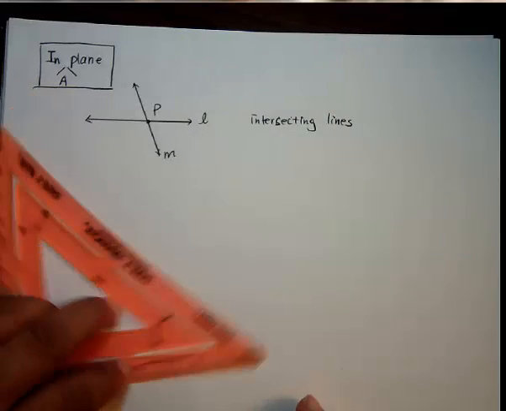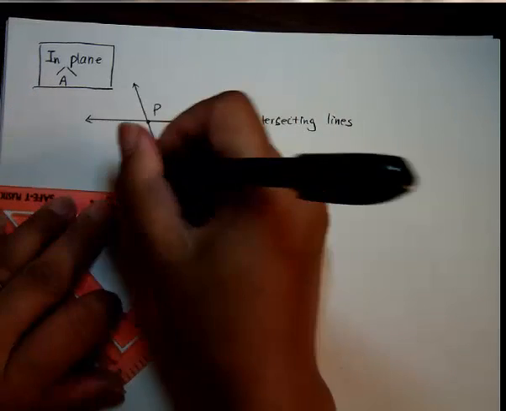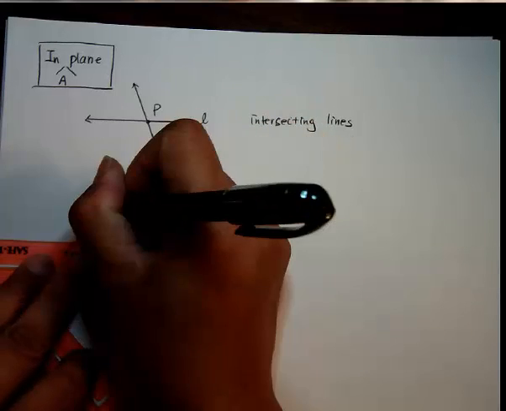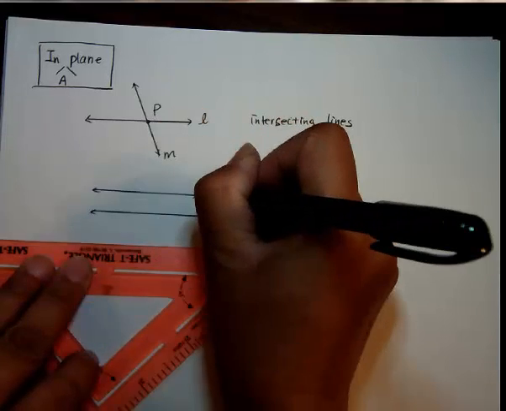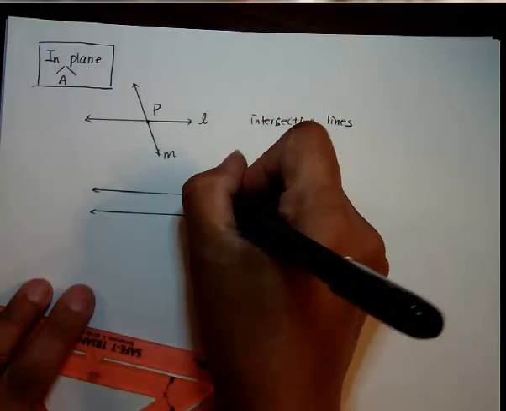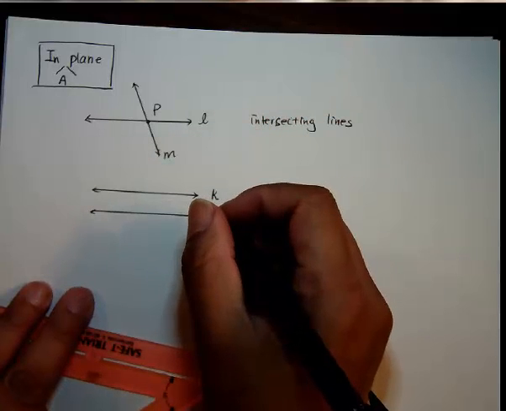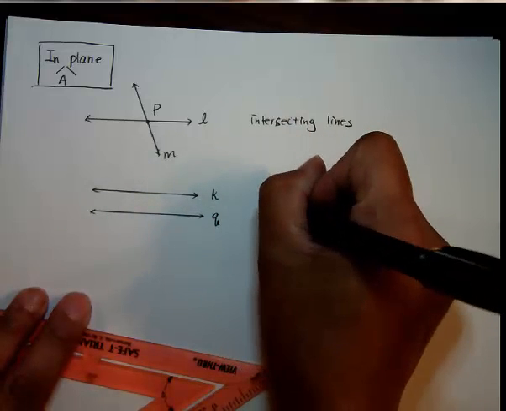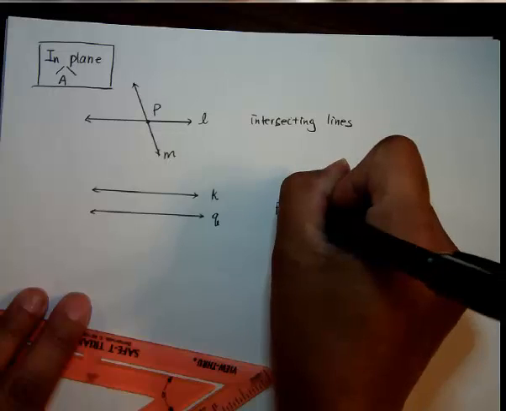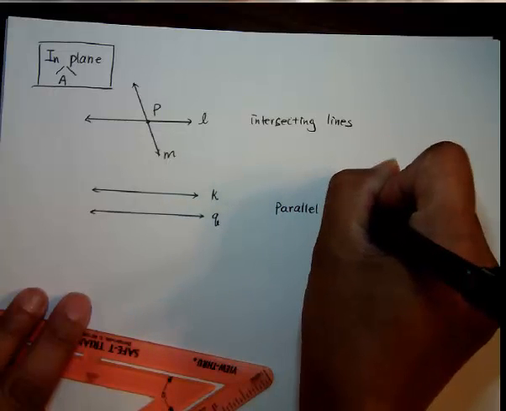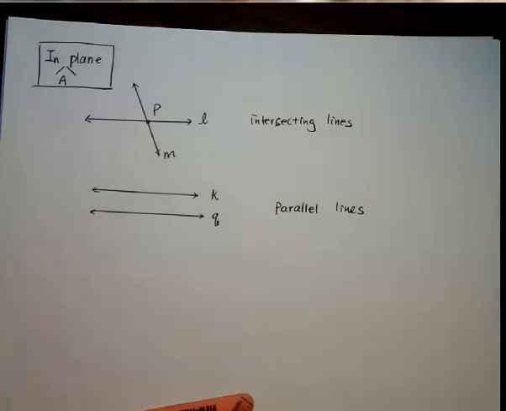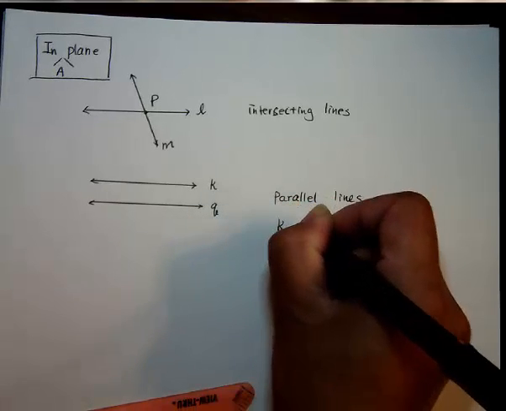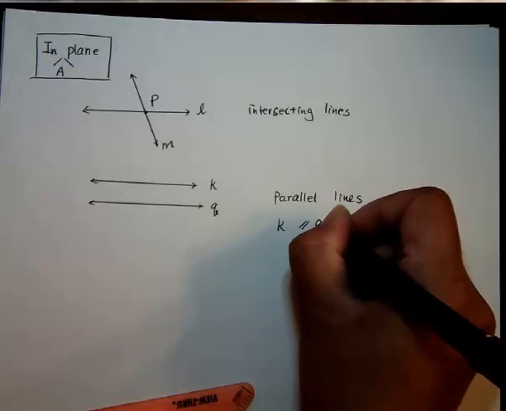Or you can have the relation where the lines do not intersect each other, they are parallel. Let me call this line K and line Q. So these two lines are parallel. In mathematical symbols, sometimes we say line K is parallel to line Q.